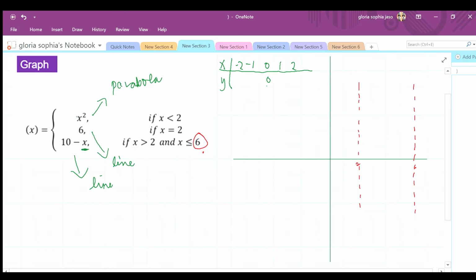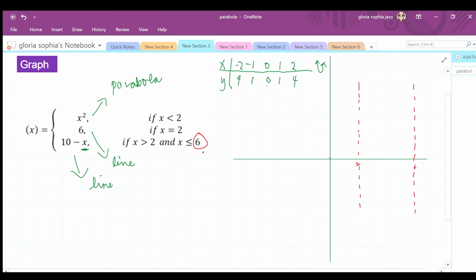And then, negative 1. So, negative 1 times negative 1. So, naka-square siya. So, that's positive 1. Then, negative 2 square. So, negative 2 times negative 2. That's 4. And then here, that's 1 square. So, 1. Then, 2 square. That's 4. So, ito ay for our parabola.